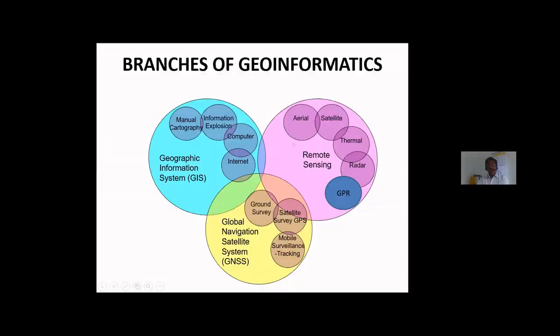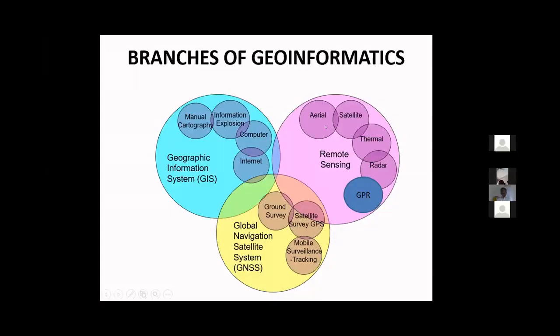If you use an aerial system as a platform, then that is called aerial remote sensing. Maybe the aerial camera or drones also, that is aerial remote sensing. And if you use satellites in various altitudes, whether geostationary or sun-synchronous or spy satellite, then these are called satellite remote sensing. If you use temperature as a base to collect the information, then that branch is called thermal remote sensing. And if you use radar, radio detection and ranging, as a base, then that branch is called radar remote sensing. And finally, we are ending up with GPR, ground penetrating radar, as a component in remote sensing.